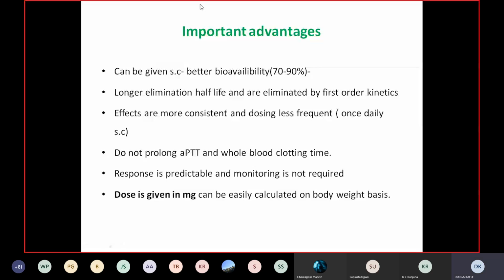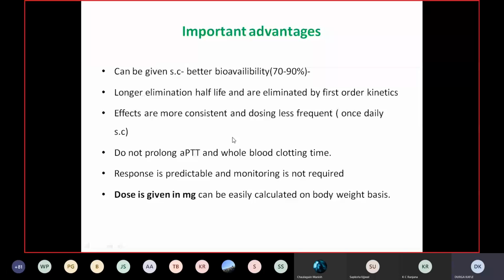So what are the advantages of this low molecular weight heparin over high molecular weight or unfractionated heparin? It can be given subcutaneously, with better bioavailability. If you give it by the subcutaneous route, it has 90% bioavailability, a longer elimination half-life, and is eliminated by first order kinetics. Because of this longer half-life, you can give this drug once daily. There is no requirement of frequent dosing. So once daily dosing is sufficient because of the long half-life.